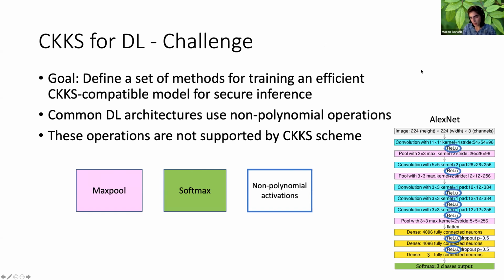For example, on the right you can see the AlexNet architecture, which is a network for image classification. It's a convolutional neural network with convolutional layers. Can you see my mouse? Yes. Okay, there are convolutional layers, pooling layers, and fully connected layers. On the output, we use the softmax, and we have ReLU activations. The max pooling, softmax, and non-polynomial activations are not supported by the CKKS scheme.